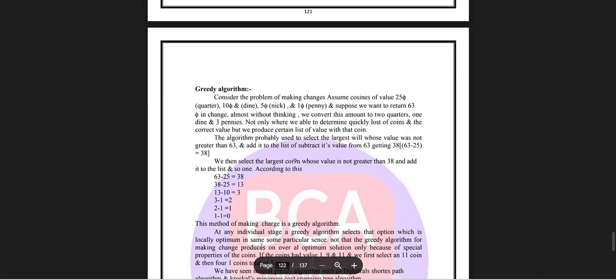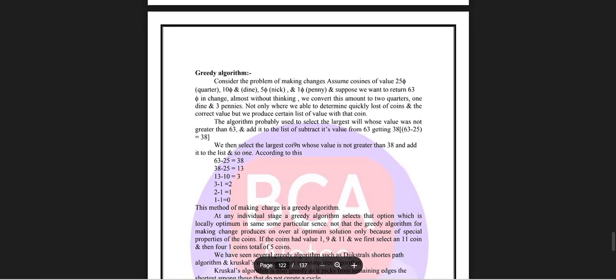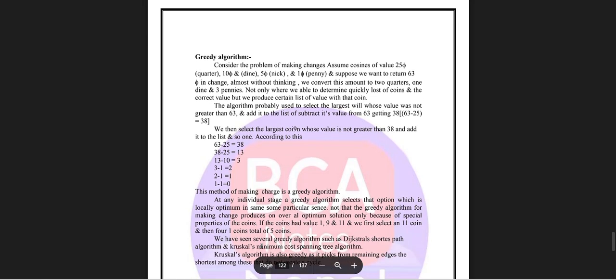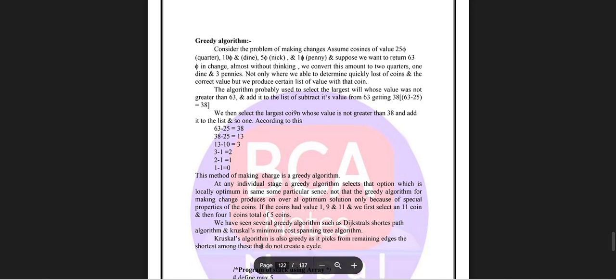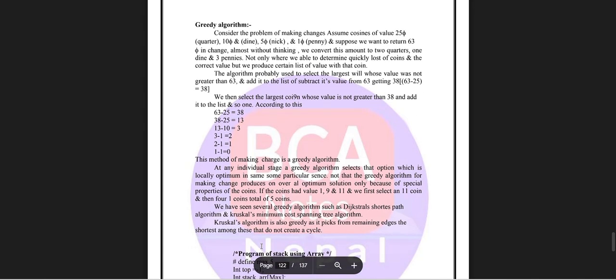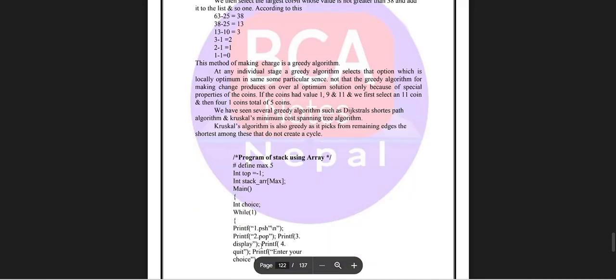The method of making change is the greedy algorithm. At an individual stage, a greedy algorithm selects that option which is locally optimum at that particular stage. We have seen several greedy algorithms such as Dijkstra's shortest path algorithm and Kruskal's minimum cost spanning tree algorithm. Prim's algorithm is also greedy as it picks from the remaining edges the shortest among those.